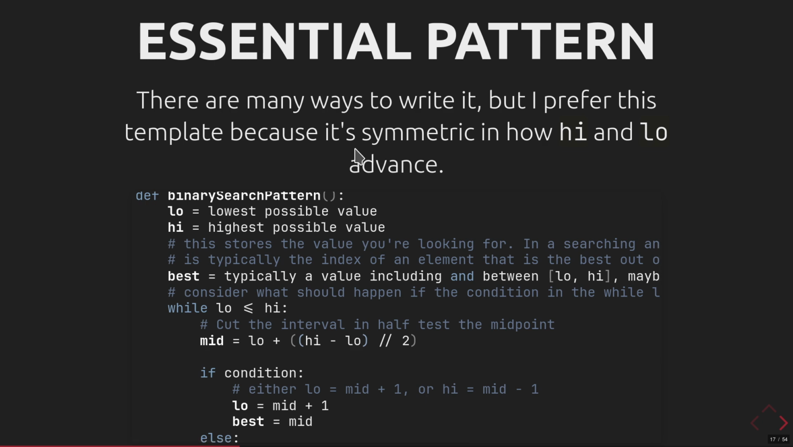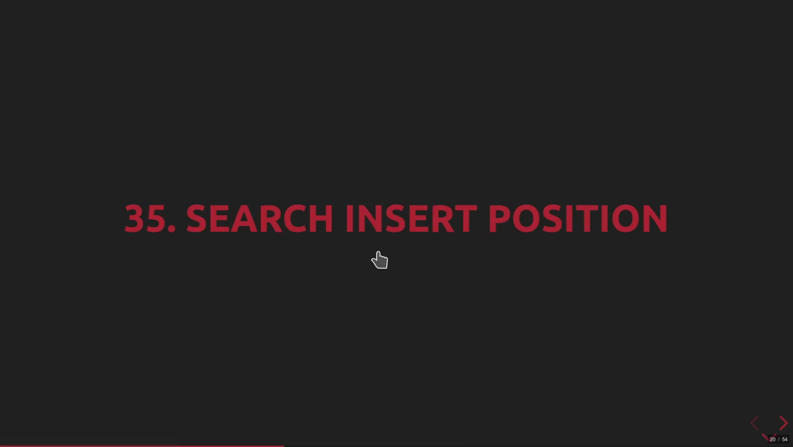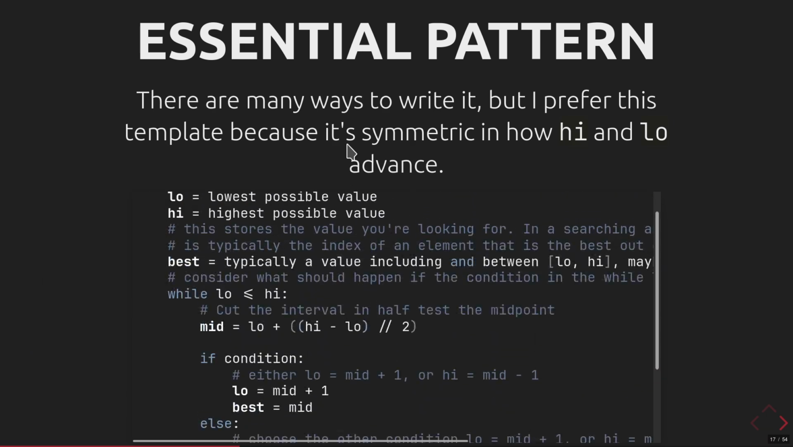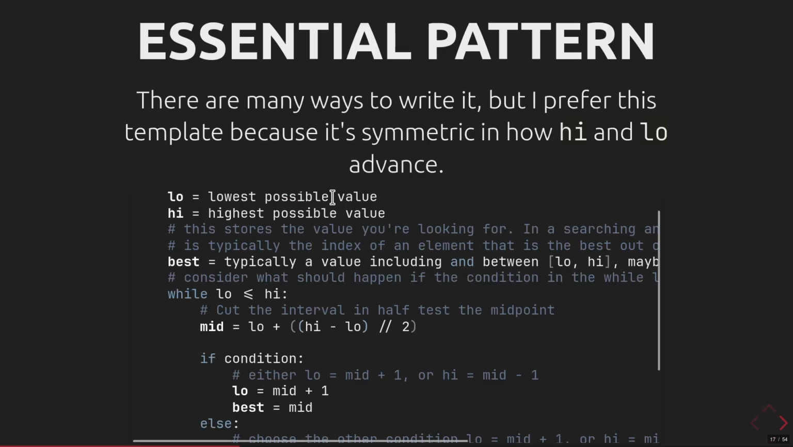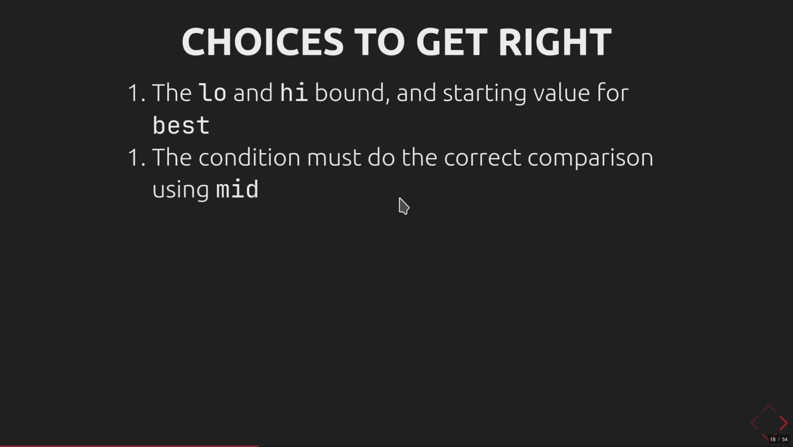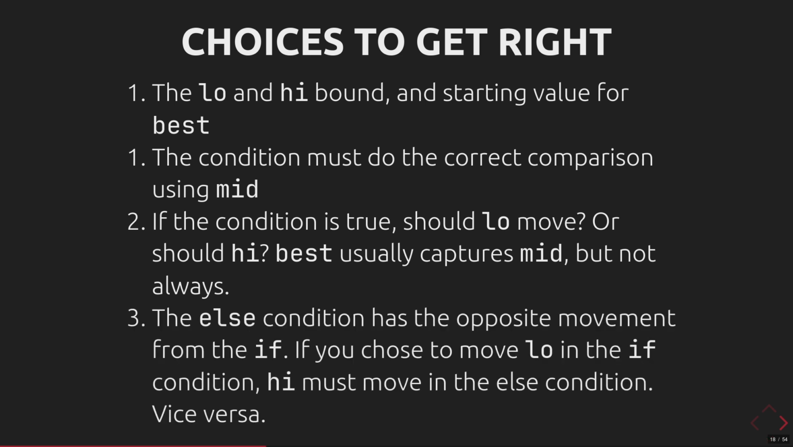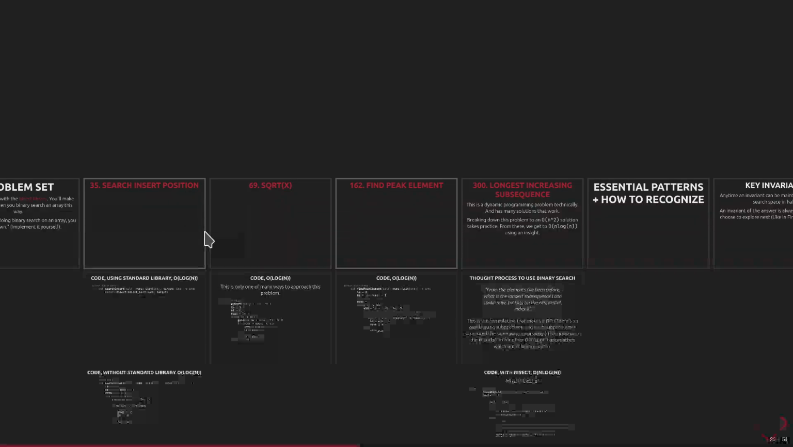So I wish I had shown you that before, or just shown you right after search insert position, but I just wanted to show you that. This is the template I use. I basically can copy and paste this into almost any binary search problem and just do the 4 things that I mentioned. The 4 things to get right: set the low and high bound, what condition I'm using, where to use the low and the high, and where to capture the best guess when I do use the binary search. So that's why that template exists, and that's why I use it.